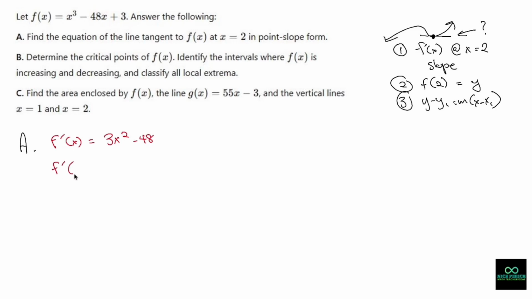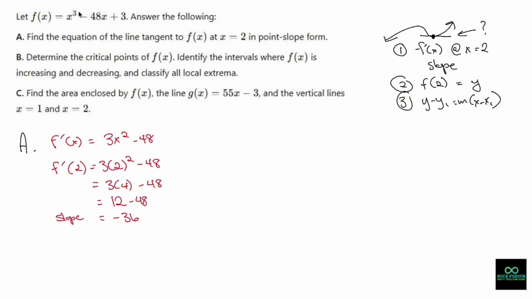F prime of 2 is going to be 3 times 2 squared minus 48, which is 3 times 4 minus 48, which is 12 minus 48, which is, holy crap, negative 36. So our slope is negative 36. Okay, so that's part 1. Now so point slope form, we found our slope. Now I need to find our point. Our point, we have half of it, x equals 2.